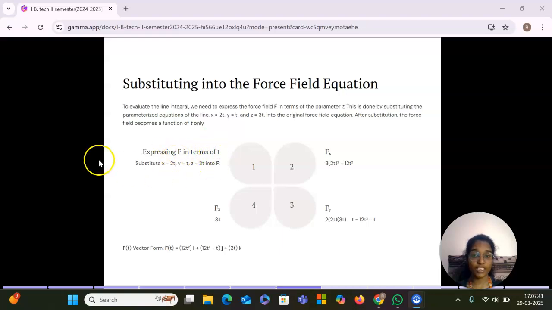So expressing F in terms of t, substitute x equals 2t, y equals t, and z equals 3t into F. So we get Fx equals 3x squared, so 3 into 2t squared, 3 into 4t squared, equals 12t squared. Fz is x, so 3t. Fy equals 2 into 2t into 3t minus t, 12t squared minus t. So the vector form of F of t equals 12t squared i bar plus (12t squared minus t) j bar plus 3t k bar.